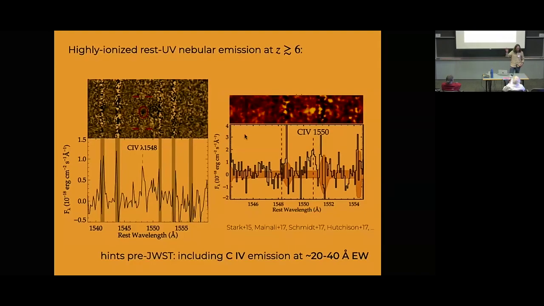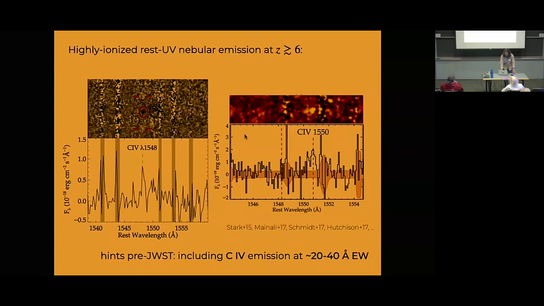So I wanted to start zooming out back to some of these redshift 6 plus observations. And of course, I have to show this slide, because this was the first slide that I would show in many, many talks through grad school and afterwards, motivating a lot of the work we're doing locally. These are the early detections of carbon 4 in these redshift 6 lens systems, at equivalent widths that were just unprecedented, like 20 to 40 angstroms.